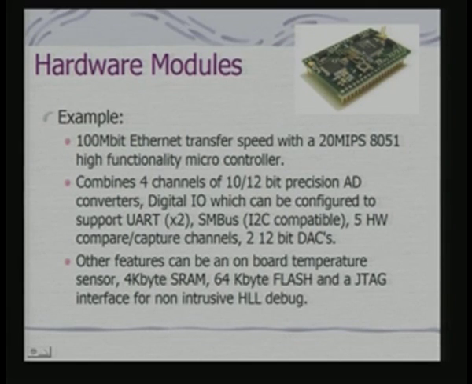That means this Ethernet protocol is provided with additional hardware as well as a microcontroller. Along with these, you have 4 channels of AD converter, digital I/O, and I2C compatible bus availability, then compare and capture channels. Also, it has onboard static RAM, onboard flash, and a JTAG interface for high level debug. Now, these kinds of products are available today. Why are they available? You can add such a card to your appliance and very easily provide Ethernet connectivity.